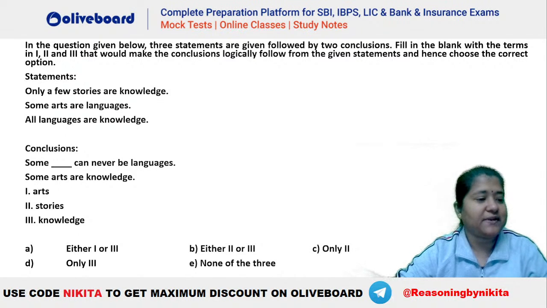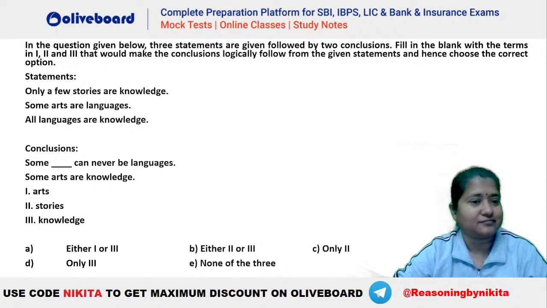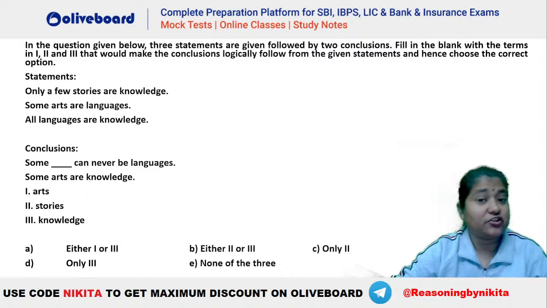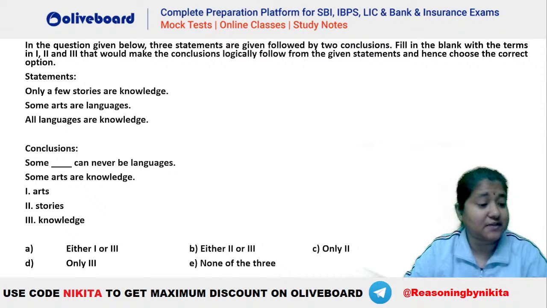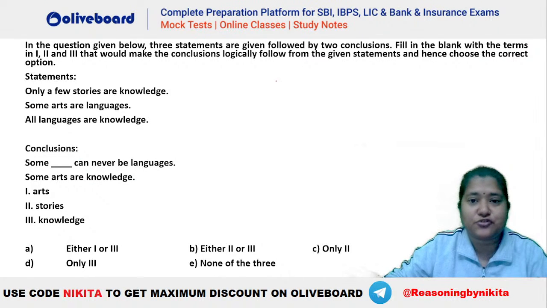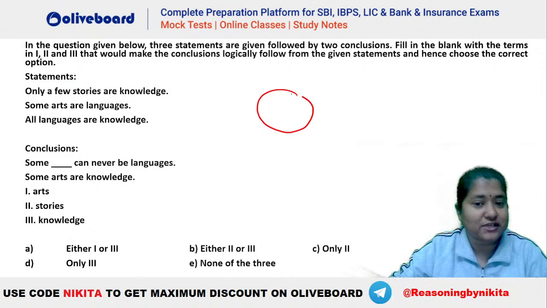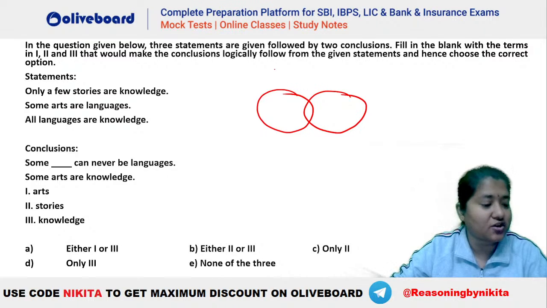So what should come in place of the blank, guys? Chalo, let's draw the diagram for the set of statements here. A, either one or three. Achha, chalo, let's understand. So we have only a few stories are knowledge. That means some stories are knowledge and some stories are not knowledge, right? So this is story, this is knowledge.